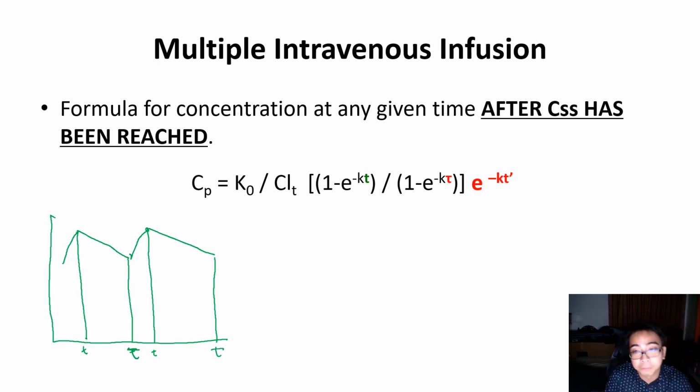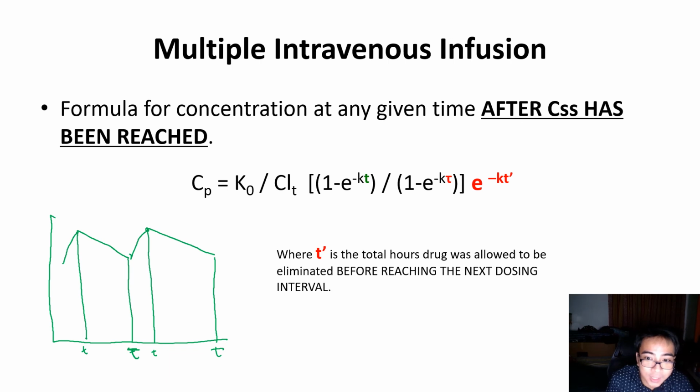Tau. Okay? So, class, after CSS has been reached, ang formula diyan, class, ang dinagdag ko lang dito is e to the minus K T prime. Ano yun? T prime here, class, is the total hours the drug was allowed to be eliminated before reaching the next dosing interval. So, therefore, class, ang titingnan ko lang lagi dito is, asan yung peak?